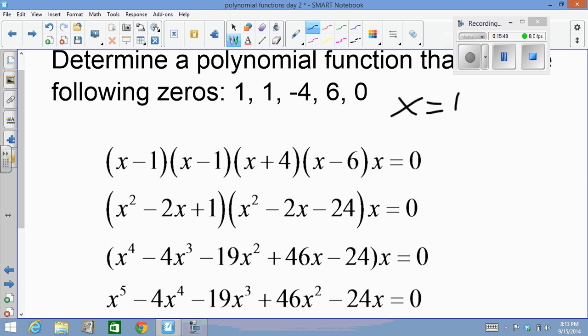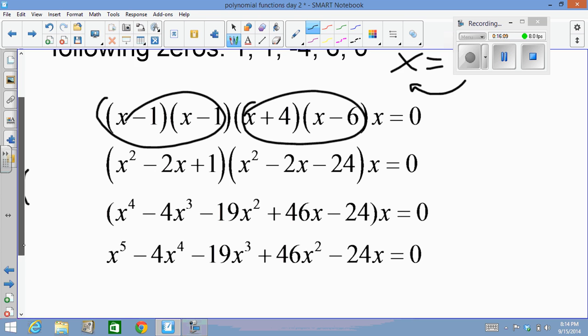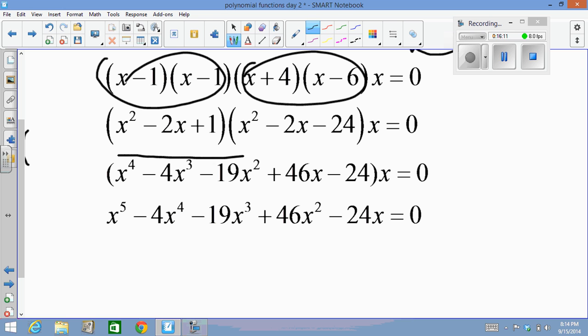When I do that, I then want to move that 1 to the other side. So when I move that 1 to the other side, I would have all of these other factors. And then in order to find out what my polynomial function is, I multiplied these two together and those two together. And then I took those and I multiplied those out, like here. And then I, again, distributed the x, and I went from there to get my polynomial function.